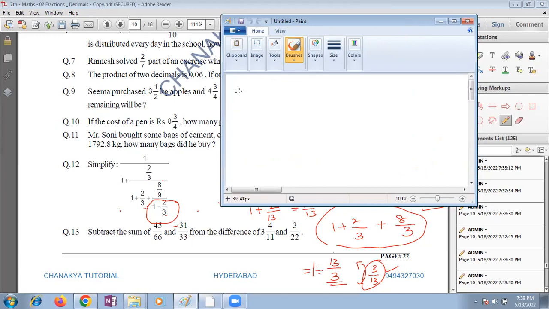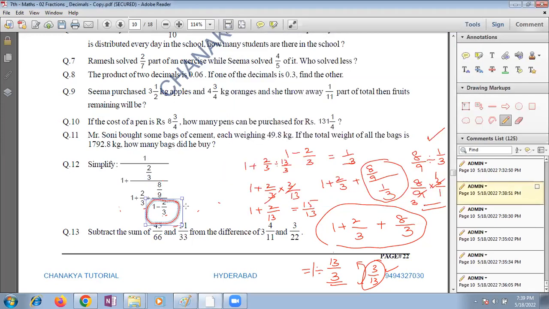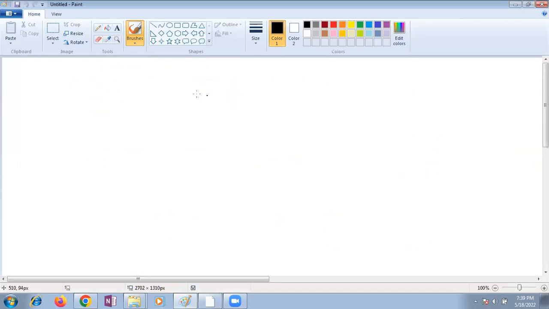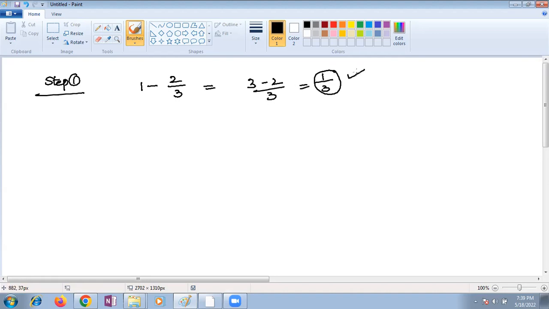Let them do. First step, I'm doing this. Please look at the board. First step, 1 minus 2 by 3, I'm doing. Step 1: 1 minus 2 by 3. What is the value, children? 3 by 3 minus 2 by 3. This is 1 by 3 I got.